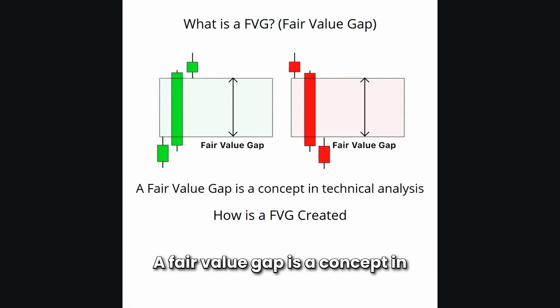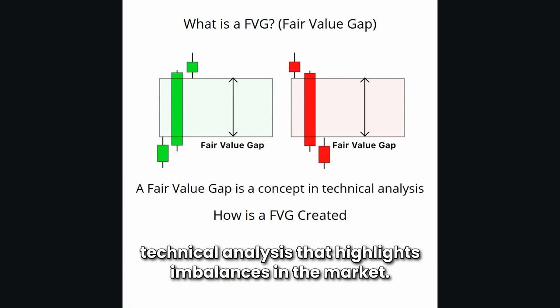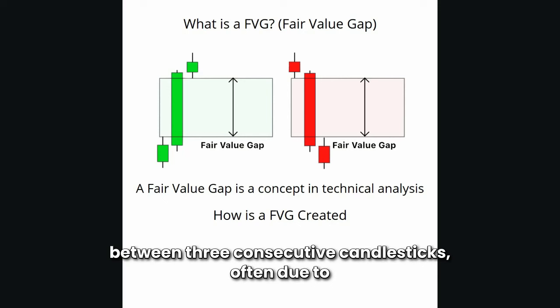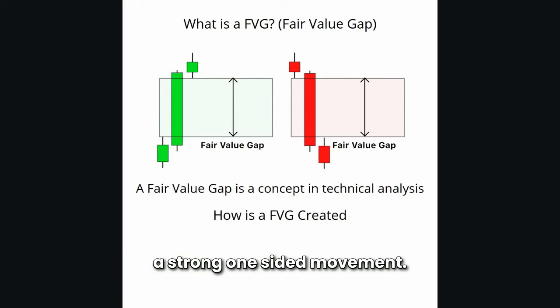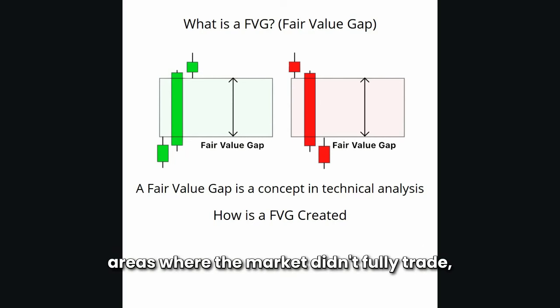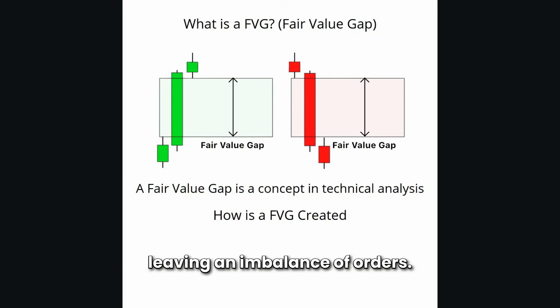What is a FVG? A fair value gap is a concept in technical analysis that highlights imbalances in the market. It occurs when there's a visible gap between three consecutive candlesticks, often due to a strong one-sided movement. These gaps are important because they represent areas where the market didn't fully trade, leaving an imbalance of orders.